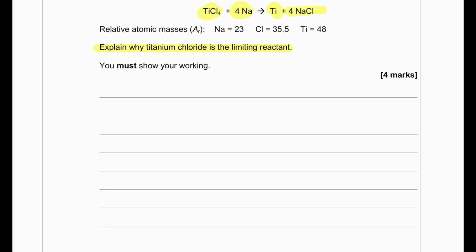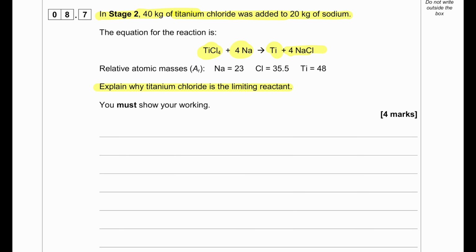However, we have to show our working for how we came up to this particular conclusion. All right, titanium chloride is the limiting reagent. So what we have to do is, first of all, find out the Mr of TiCl4. Titanium 48 plus 35.5 times 4 equals 190.